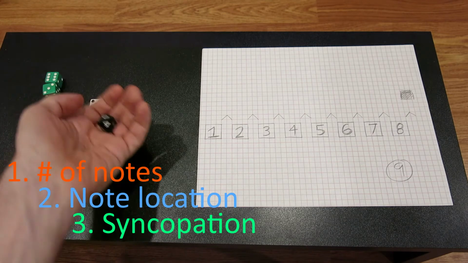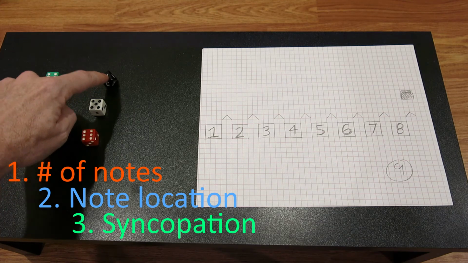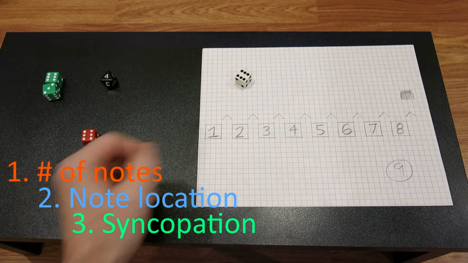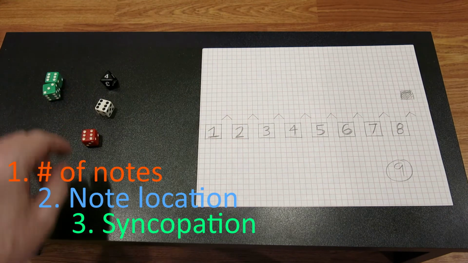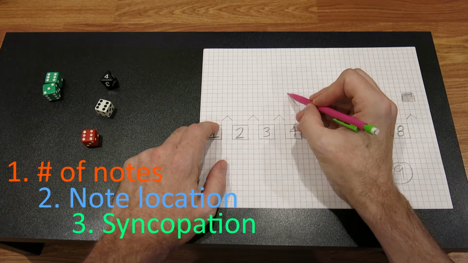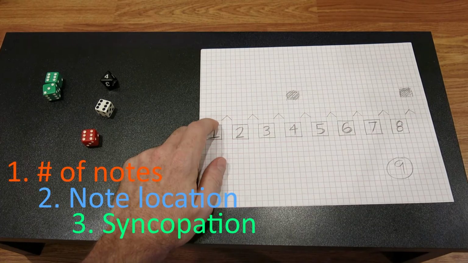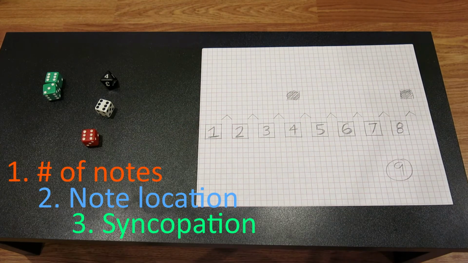Next note. Next note is on the 4 and it is on the downbeat. Downbeats are even. So 4 is a downbeat. We'll add it here. Again, a little messy, but it's all good. So those are our first two notes.